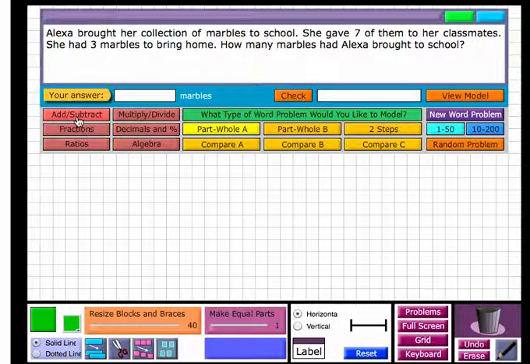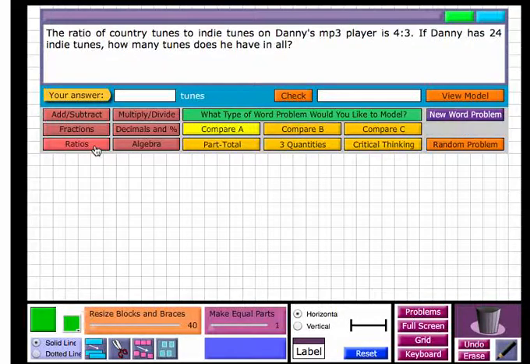And then you can see there's a lot of different categories in the pink. You're going to choose ratios. Today we're going to work on compare A problems, compare B problems, and compare C problems. The way we're going to do it is in groups of two. So after you complete two problems in compare A correctly, move on to compare B. Complete two problems correctly, go on to compare C.